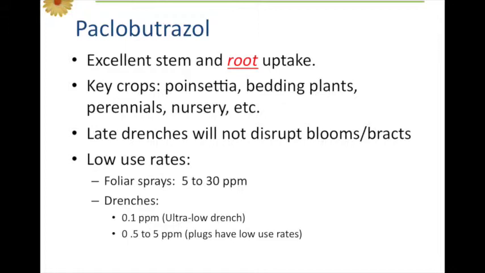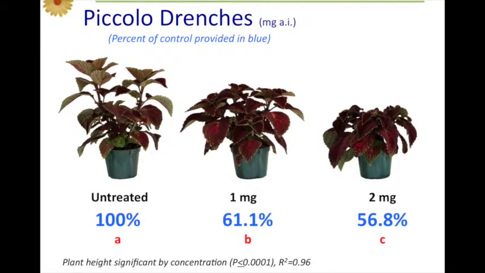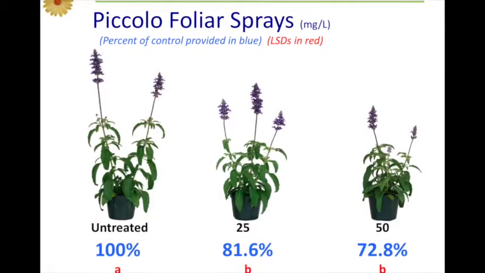And then with drenches, you can use very low dose drenches, ultra low, 0.1. Growers, depending on the amount of growth control they want of holding a plant, many will use somewhere between 1/2 part per million and maybe all the way up to 5, but it's typically on the lower range of that rate range. So here are some examples of work we did with Piccolo drenches.